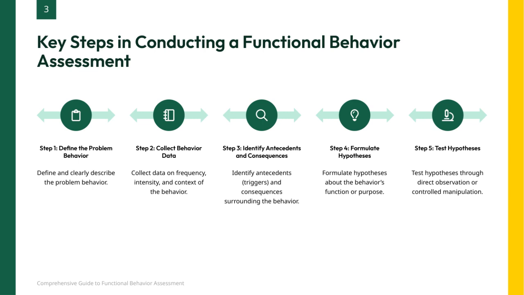Then, we focus on identifying antecedents and consequences. Antecedents are the triggers that happen right before the behavior, and consequences are what follow it. Understanding these helps us see what might be encouraging the behavior. After that, we formulate hypotheses about why the behavior is happening, what function or purpose it might serve for the individual. Finally, we test these hypotheses through direct observation or by making controlled changes to see how the behavior responds. This step ensures our understanding is accurate and informs effective intervention strategies.